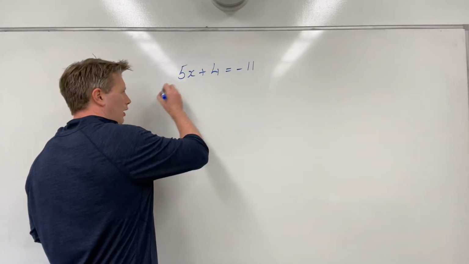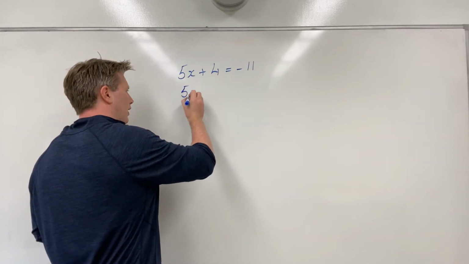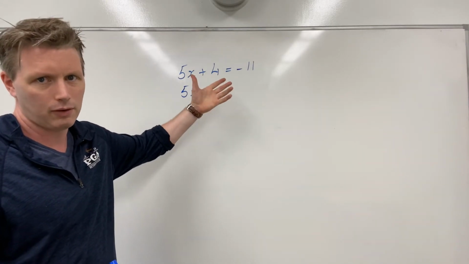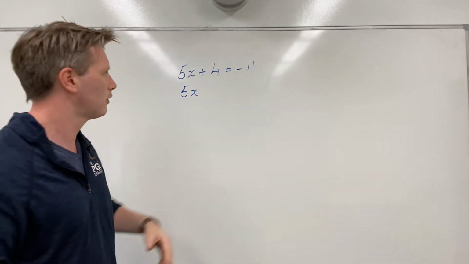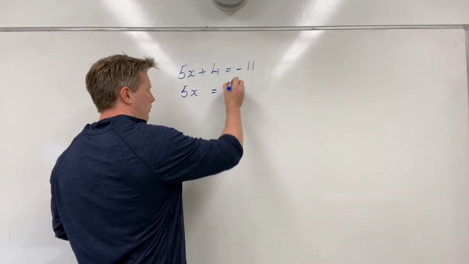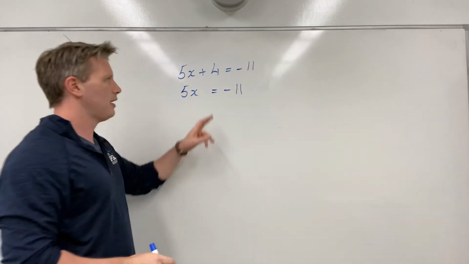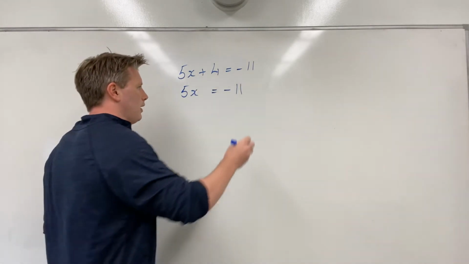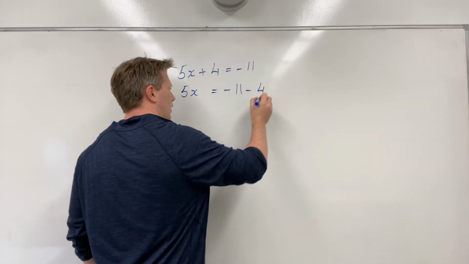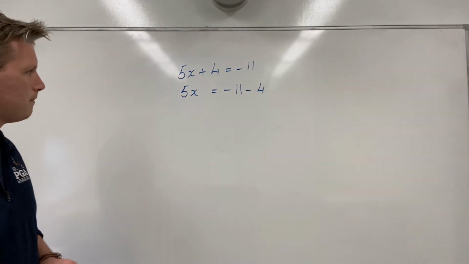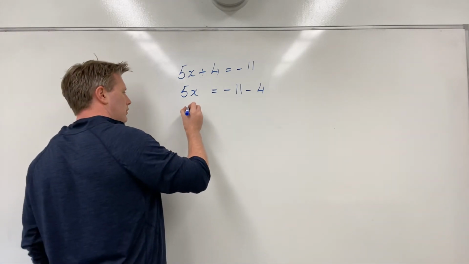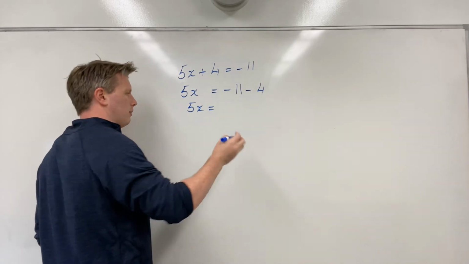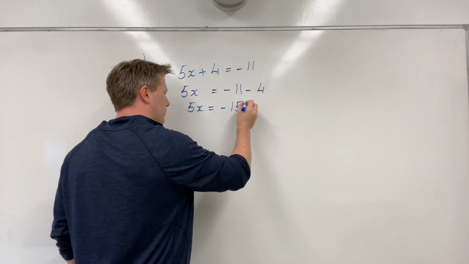So on the left-hand side, I'm going to have 5x. If I subtract 4 from the left-hand side, I get 0. Plus 4 minus 4 is 0. Is equal to, I have a minus 11 here, but I have now subtracted 4 from the left-hand side, and so I must also subtract it from the right-hand side. And so I subtract 4 from that side. Okay, gathering my terms together, I get 5x equals minus 11 minus 4. If I'm not mistaken, that's minus 15.